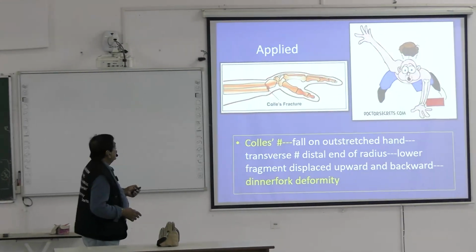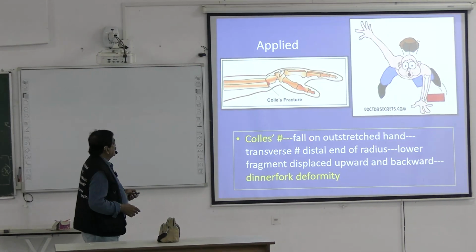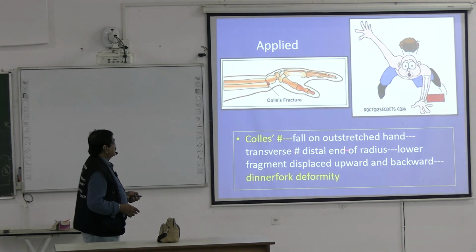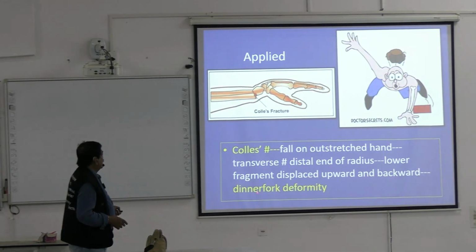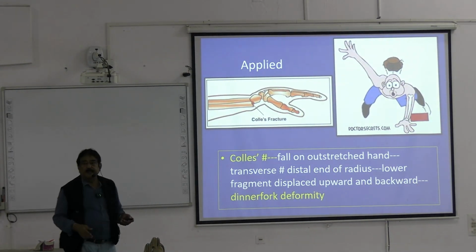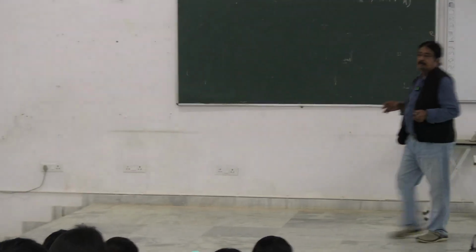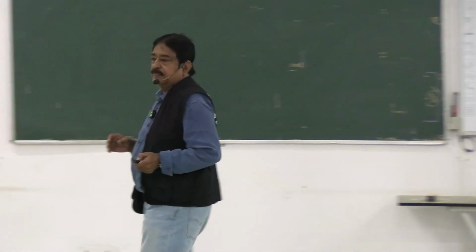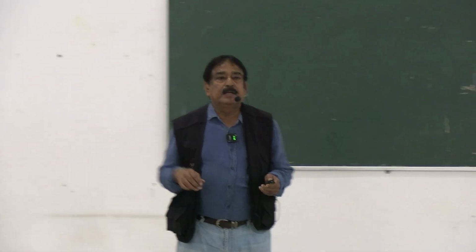Now this is the Colles fracture: fall on an outstretched hand, transverse fracture of the distal end of the radius, and the lower fragment displaced upwards and backwards, giving the dinner fork deformity. Do you know the dinner fork? And it is like that.